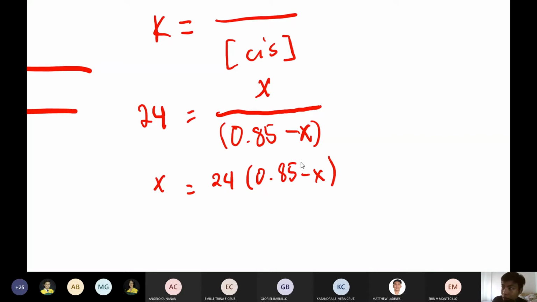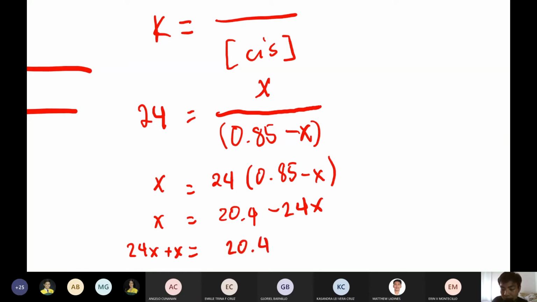So what's next is you distribute this term to the contents of your parentheses, to your binomial. So distribute mo ito dito pati doon. Gawin natin yan. 24 times 0.85. So that will be 20.4. Okay, and then you distribute 24 sa x. That will be negative 24x. Ano susunod? Yung negative 24x, ilipat sa kabila. So magiging positive yun. So we will have 24x plus x equals 20.4.